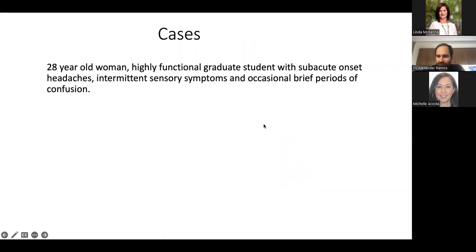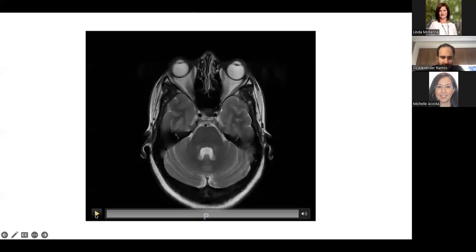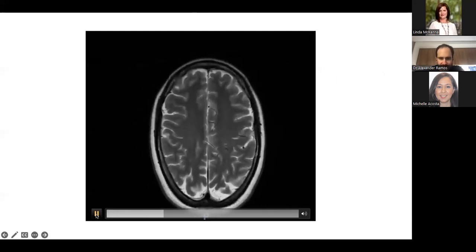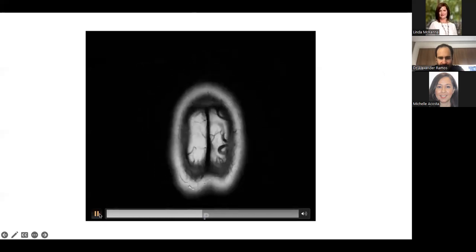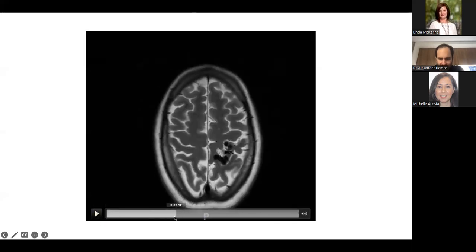So, a 28-year-old lady, she's highly functional, she's a graduate student. And she had a subacute onset of intermittent sensory symptoms, headaches, and brief periods of confusion. So we're thinking that this lady is having seizures. And so she, as a workup for seizures in a 28-year-old, got a brain MRI, which looked like this. So I'll go through it again. So here's what's interesting.